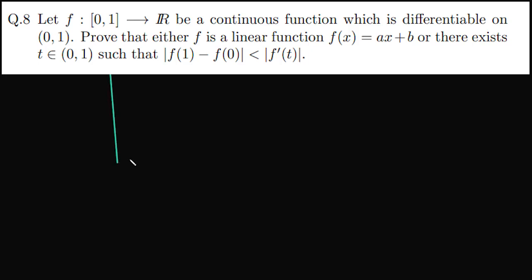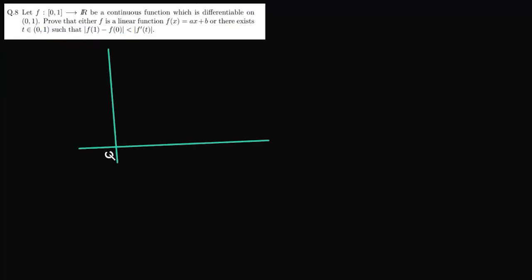So let us draw the axis. Now this function is defined between 0 and 1. Now without loss of generality, let us assume f0 is less than or equal to f1. So let us say this is f0 and this point is f1. Now we join these 2 points using a straight line and say this line is L.